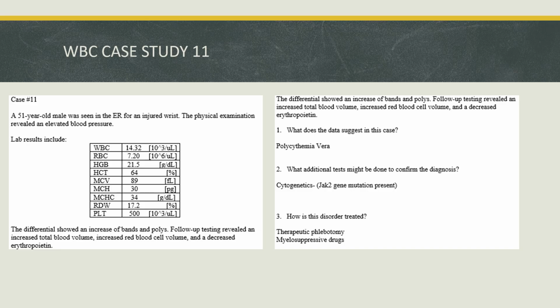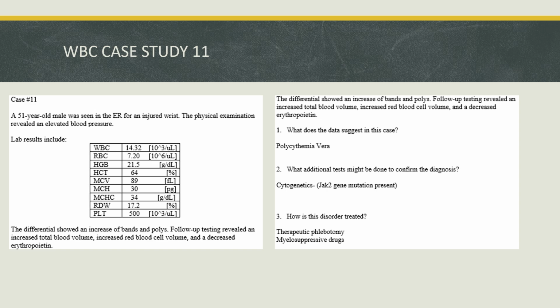Okay, our last case study, number 11. A 51-year-old male was seen in the ER for an injured wrist. The physical examination revealed an elevated blood pressure. Well, he is 51. It's possible he just has elevated blood pressure.